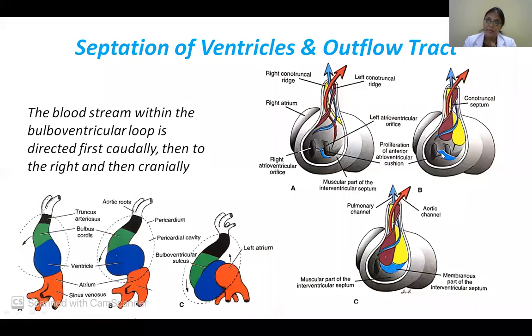Okay, now the outflow tract is getting partitioned, and here you've got the ventricles. So this septum should cover it in such a way that it goes behind the right AV orifice and includes the interventricular foramen. See, this is the interventricular foramen, this entire part. This is your right atrioventricular orifice. So this has to go behind it and then include the interventricular foramen.